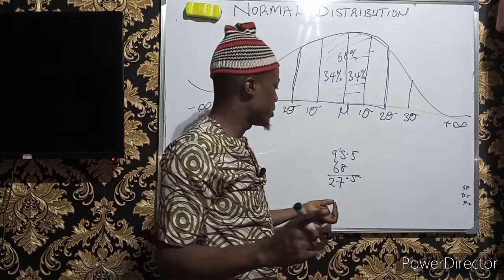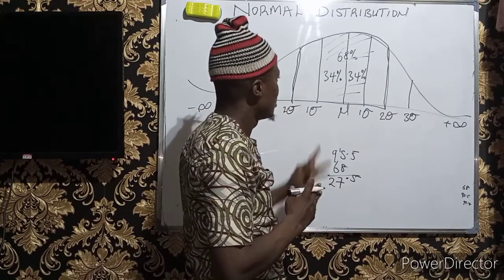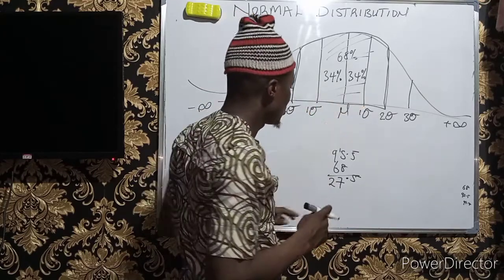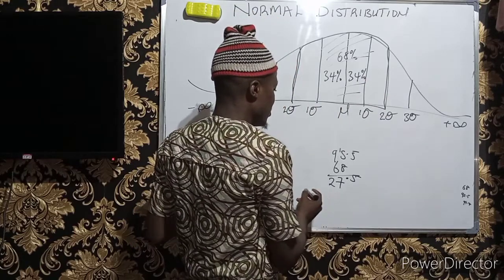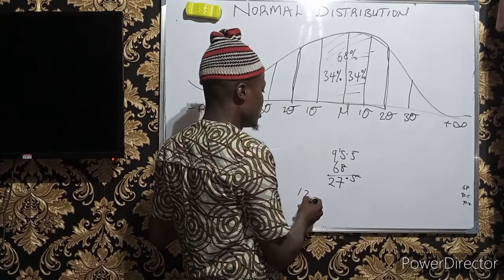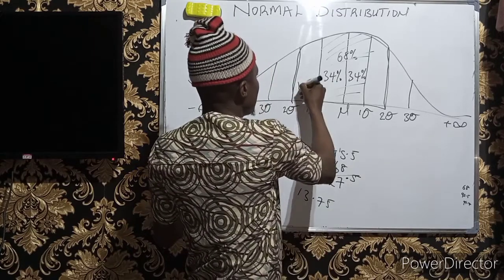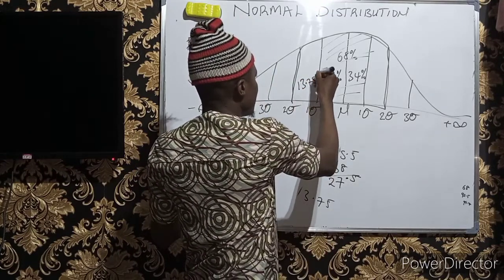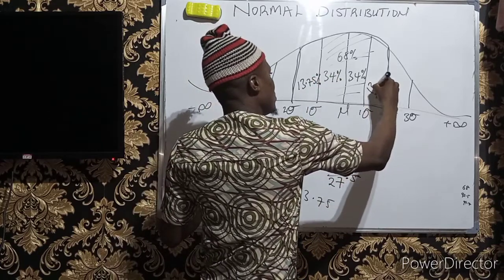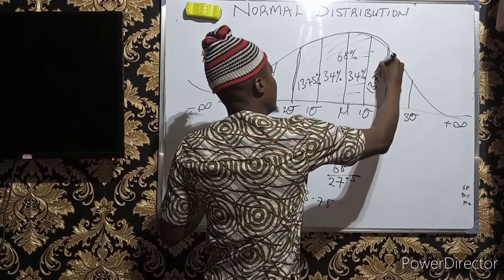And this 27.5% will be shared equally, because all these things are normal, they are equal to each other. So if I divide 27.5 by 2, I'll be getting around 13.75. Which means here is 13.75%, while here is also 13.75%.